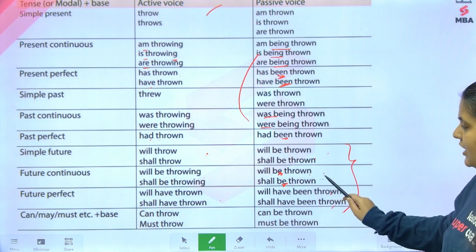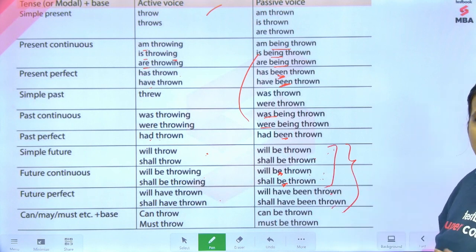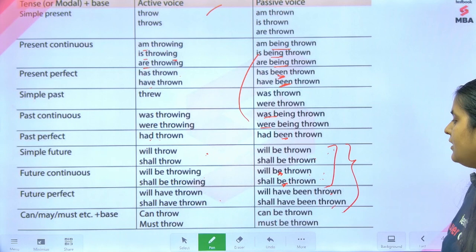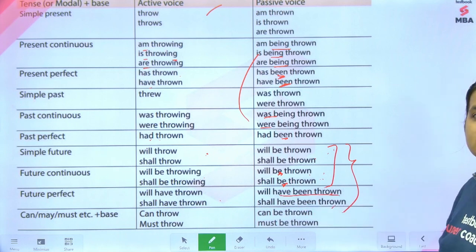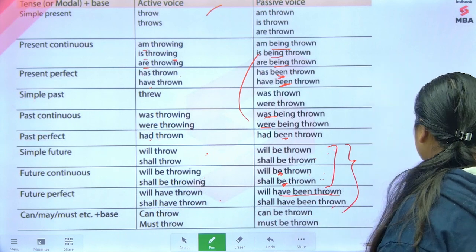will be thrown and shall be thrown, ये दोनों सेम है, यहाँ पे being thrown नहीं आएगा, and will have been thrown. Okay, so this table is of utmost importance.